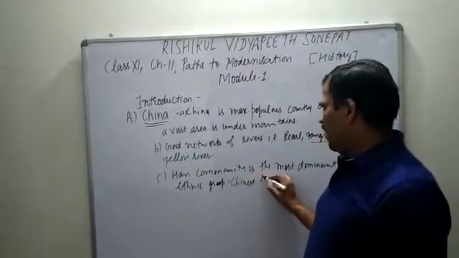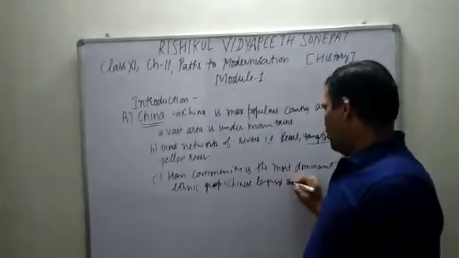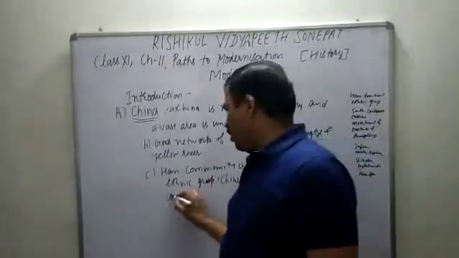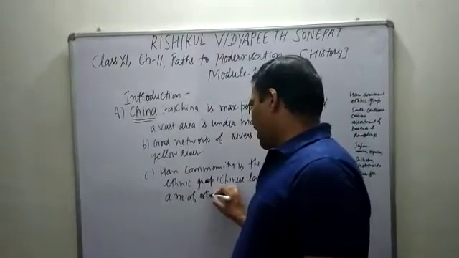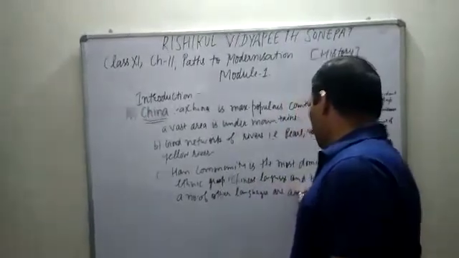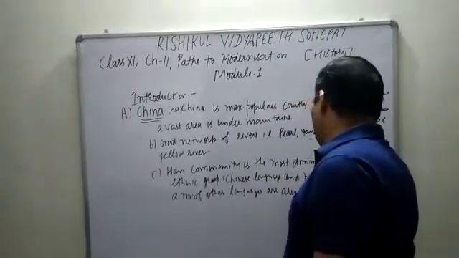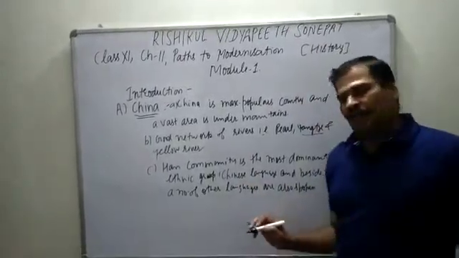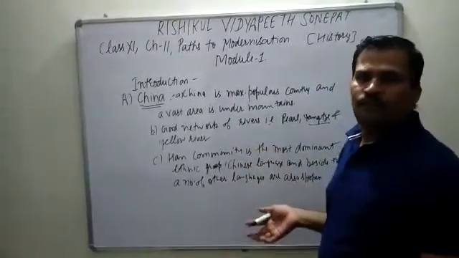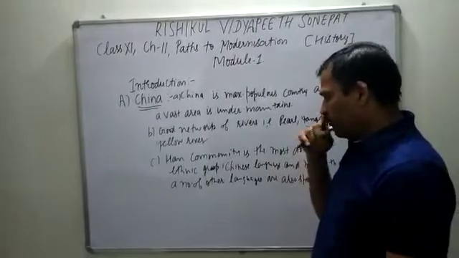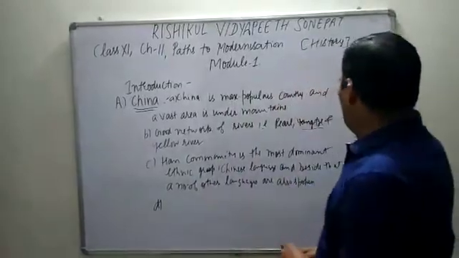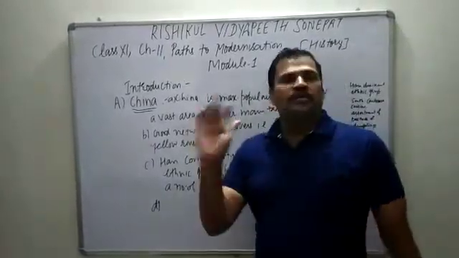Chinese language is spoken, and besides that a number of other languages are also spoken. If you see throughout the world, the Chinese language is the second most spoken in the world after English.